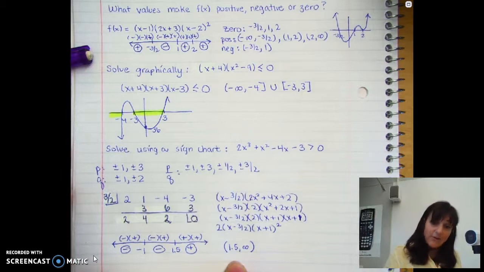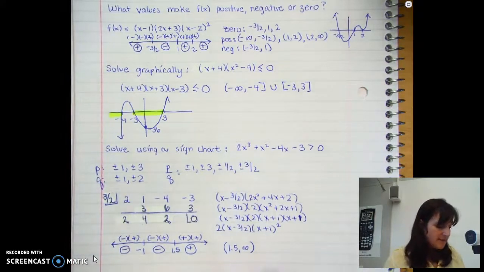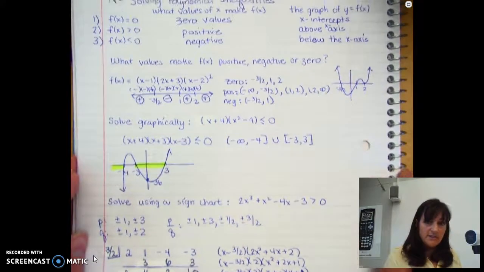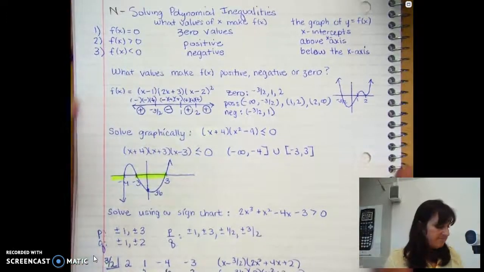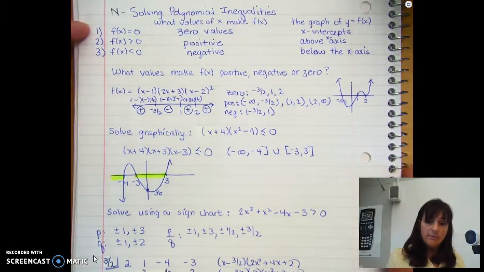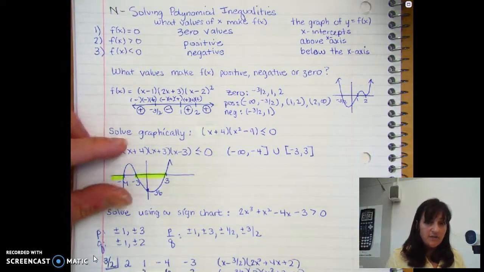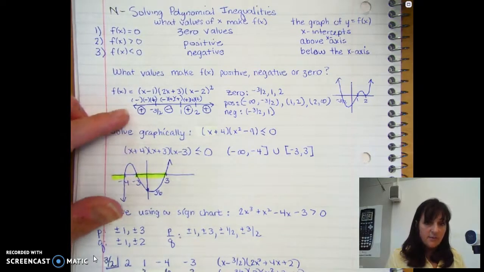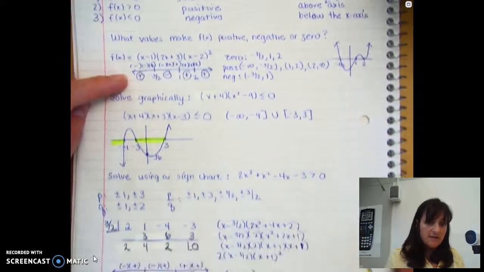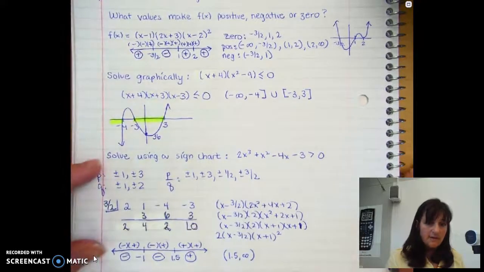Okay, this is how you solve polynomial inequalities. Again, you always want to find those 0 values. This is a logical extension of what we were doing before when we were graphing polynomial functions and finding the zeros of polynomials. In addition to being able to solve this graphically, the other method would be to make a sign chart, which we used here and down here on this problem.